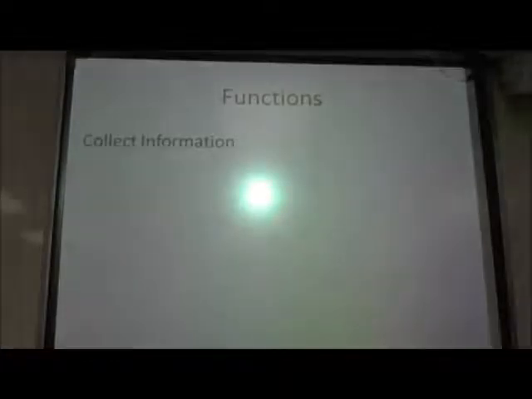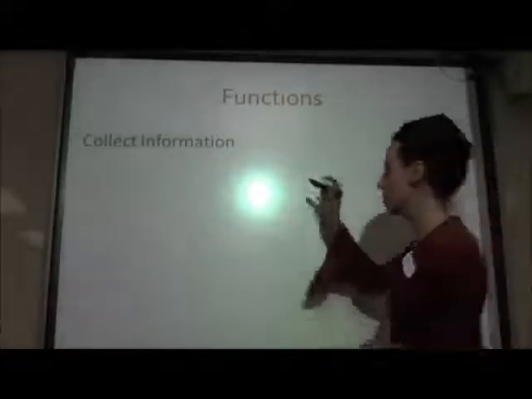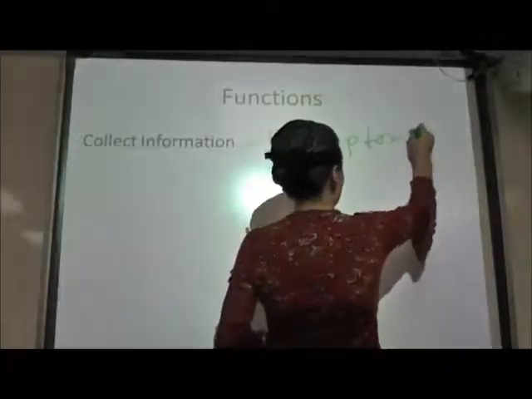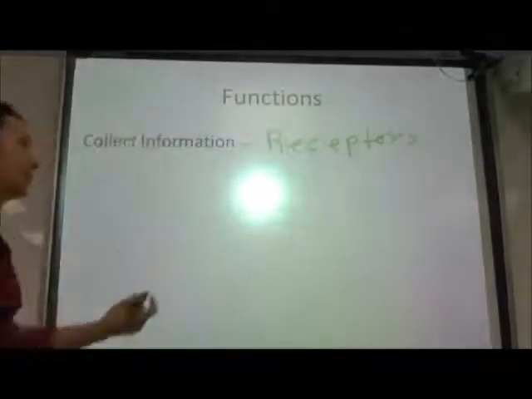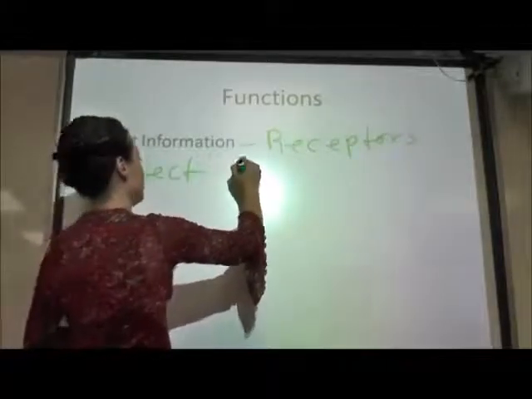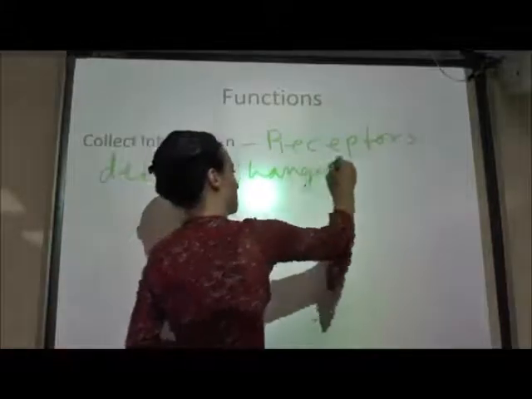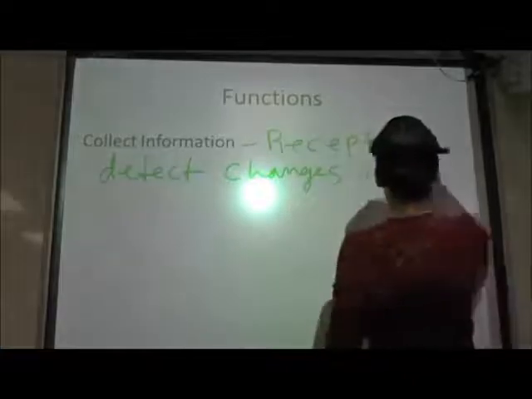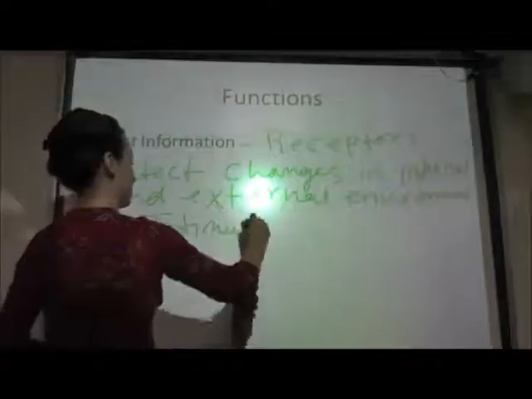The nervous system is going to help the body by collecting information. So there are specialized nervous structures called receptors that are out in the body that are sensitive to different types of changes in the internal or external environment. So we'll say receptors detect changes in the internal and external environment. And those changes are called stimuli. So we're going to have different receptors that are sensitive to different types of stimuli, and we'll look at those as we move through the specifics of the system.